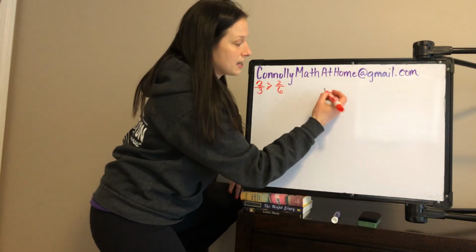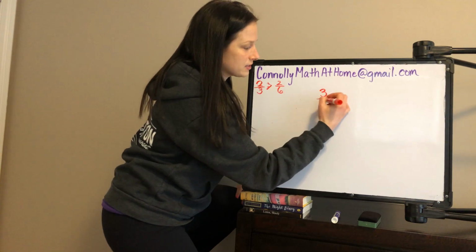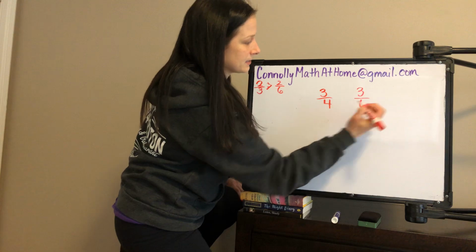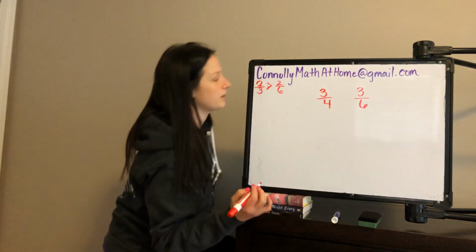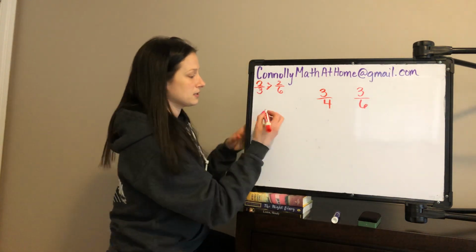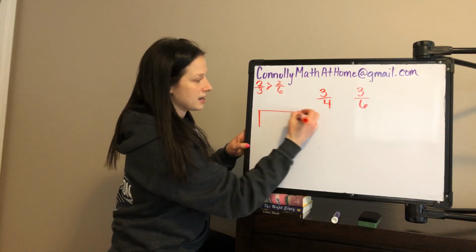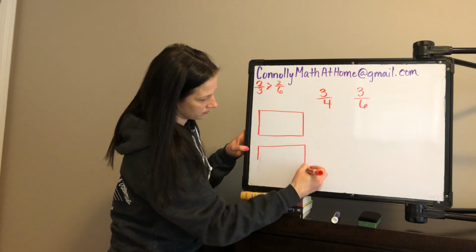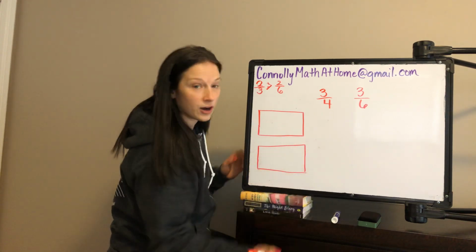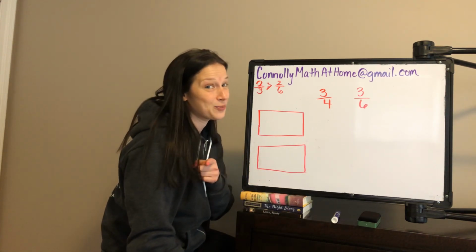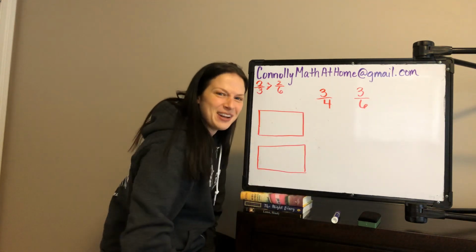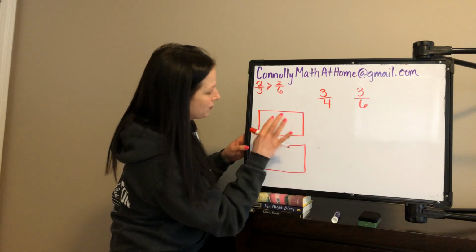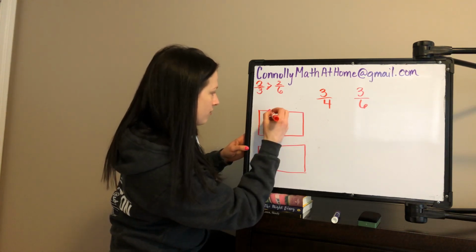Okay, let's think about when we have 3/4 and when we have 3/6. So we're going to compare 3/4 to 3/6. So again, same size whole on my area model. Are you making a prediction? I hope you're making a prediction. Which one is going to be greater, do you think? Interesting. I'm wondering myself.